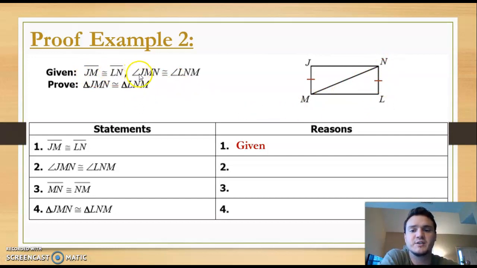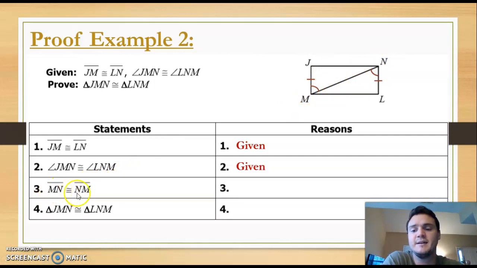Now, given information also includes that angle JMN, this angle right here, is congruent to LNM. So LNM is this angle right here. So those two angles are congruent because it's given. Okay, so we have one pair of sides, one pair of angles. If we wanted to see that these triangles are congruent by side, angle, side, then we need the other side that would be in between the angles, this side right here. We need MN to be congruent to itself in both triangles.